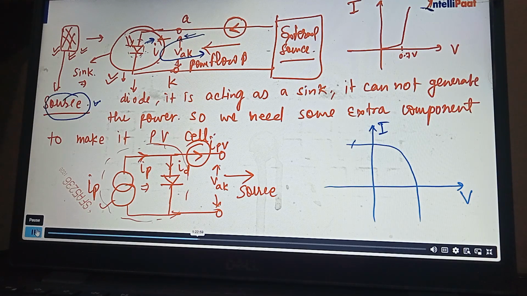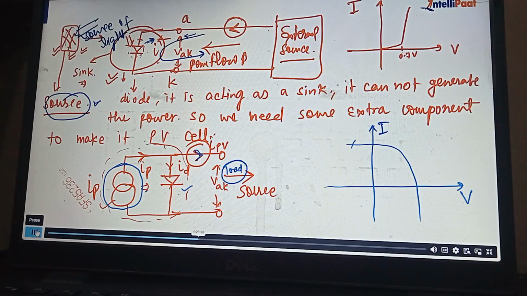We need some extra source. So that's why you can see we don't have only semiconductor material. We also have a source of light on it. The source of light we are representing here as a photocurrent. So the combination of photocurrent plus diode is supplying power to the load.